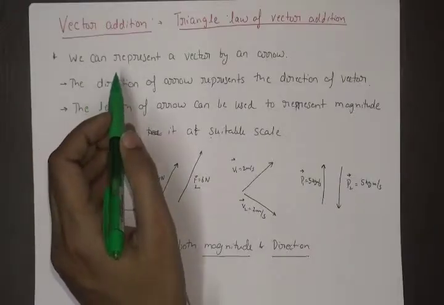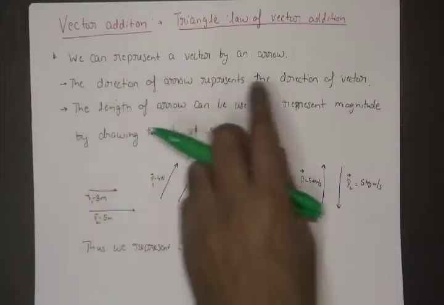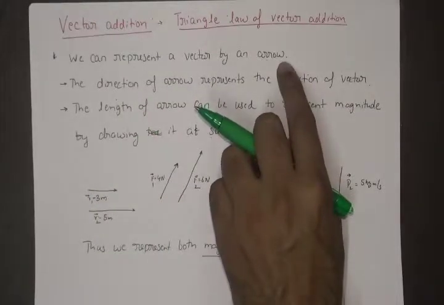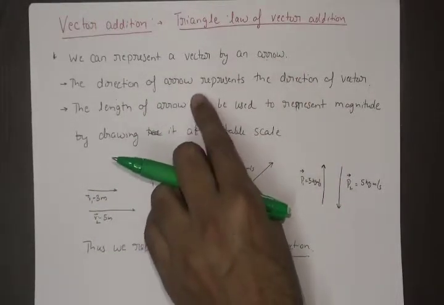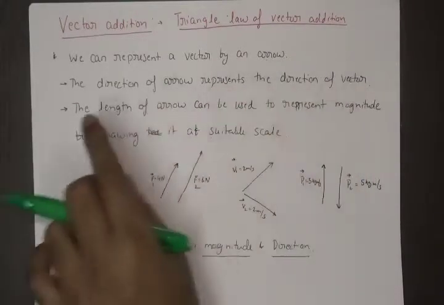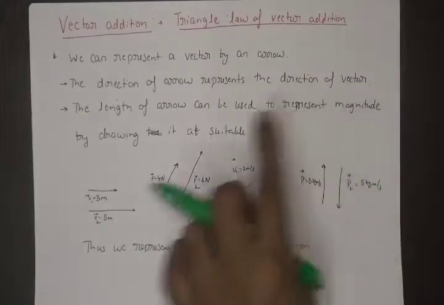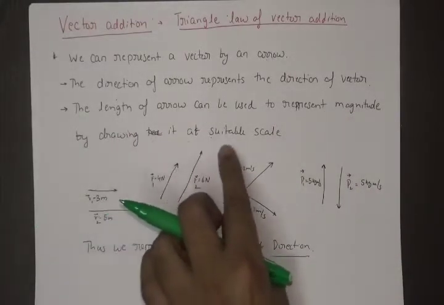We can represent a vector using pen and paper by an arrow. The direction of the arrow represents the direction of the vector. The length of the arrow can be used to represent the magnitude by drawing it at a suitable scale.